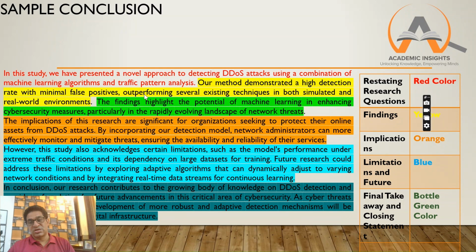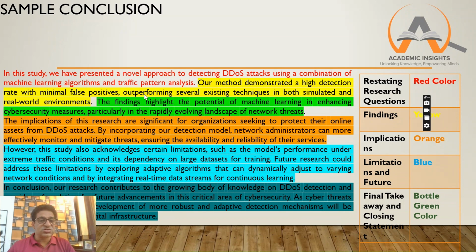And the yellow part shows you the summarizing. That is, our method demonstrated a high detection rate with minimal false positives, outperforming several existing techniques in both simulated and real world environments. So it shows how your study is better than the others. And you can also write down quantitative values here about your accuracy or some other benchmark metrics. And the findings highlight the potential of machine learning in enhancing cybersecurity measures, particularly in the rapidly evolving landscape of the network. So this is how your study is significant to the research field.